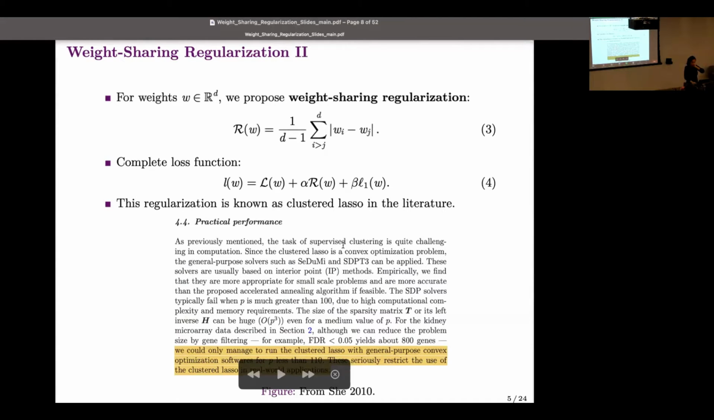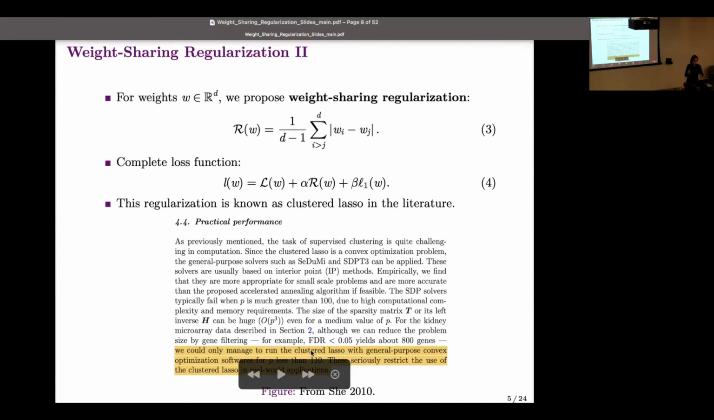But it was not a really successful regularizer in the literature. First, it was used only on linear regression. And secondly, as you can see here, they are not really successful in solving it. I'll read it out loud. They are saying that for p less than 110, we solve this with convex optimizers. This seriously restricts the use of clustered lasso in real world applications.